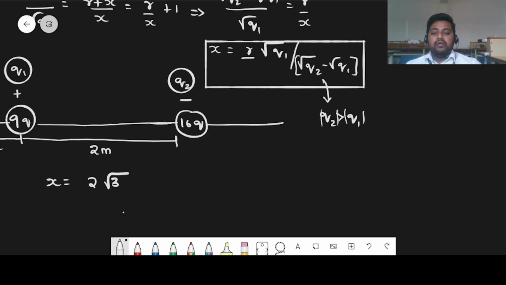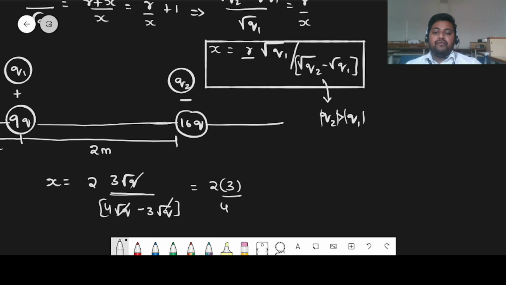Under root 9 can be written as 3 root q, divided by under root q2, which is 4 root q, minus root 3q. So now the root q terms get cancelled. You can write 2 into 3 divided by 4 minus 3. So this will be 6 meters. You are going to keep that charged particle at a 6-meter distance so that the F net on that particular charge will be 0. The equilibrium position is at 6 meters.